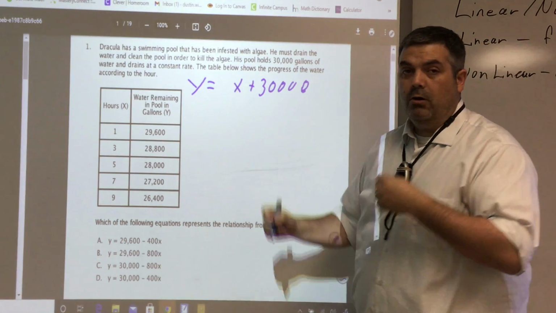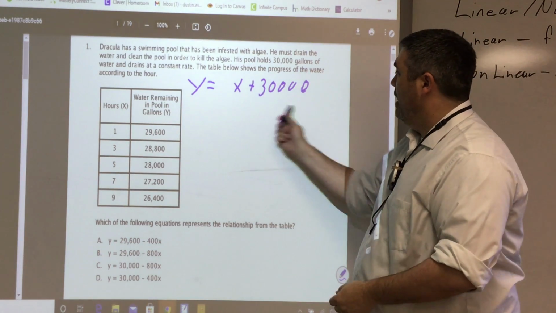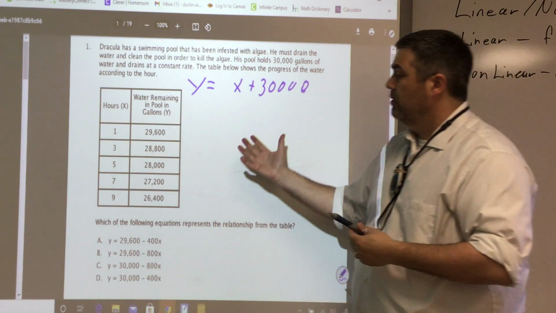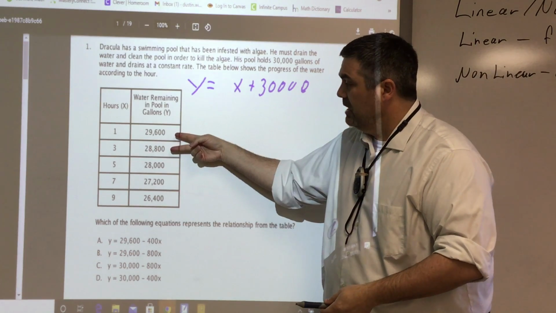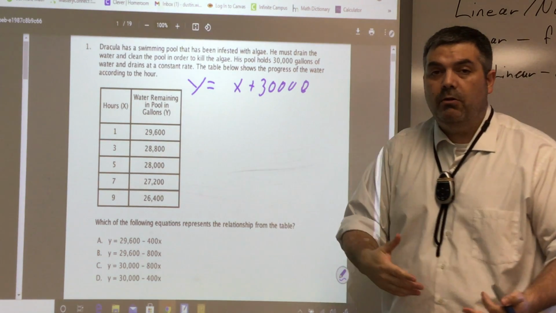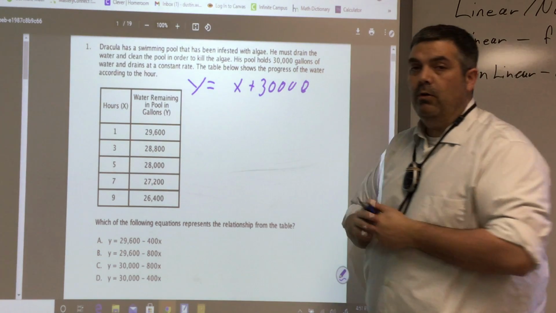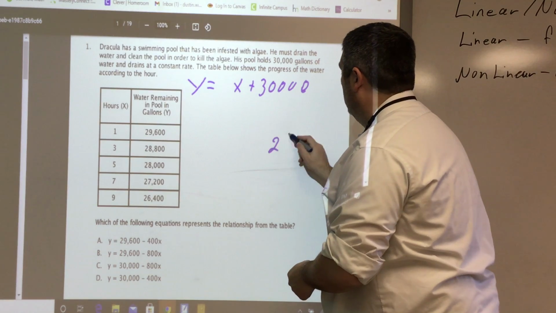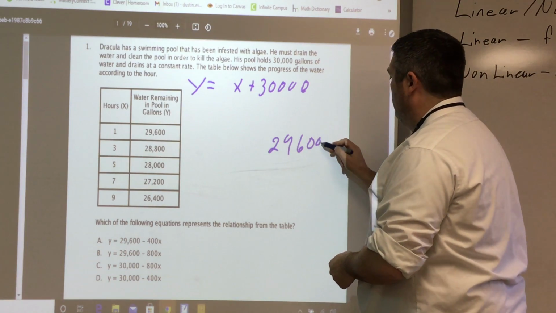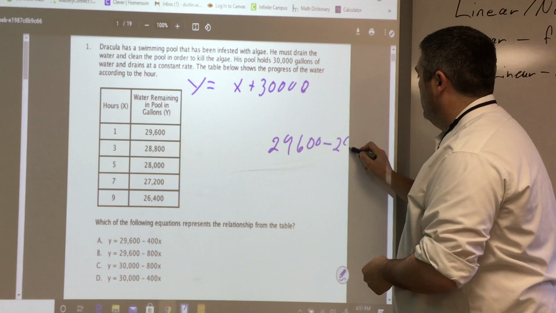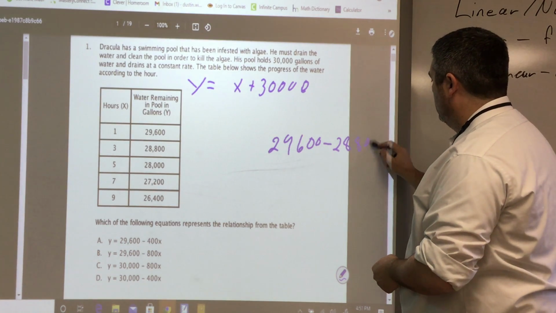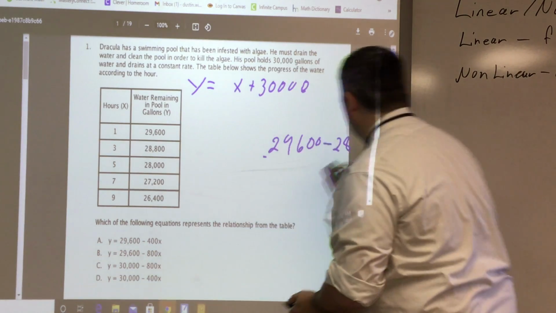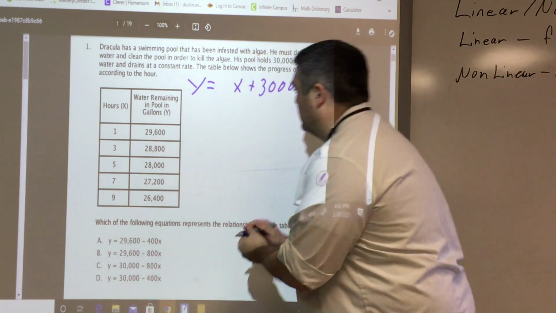We need our m, or our slope. We have our initial, our beginning. Now, from here, we need our slope. Well, we're just going to take 2 points here, put them into our slope formula, and find out what our rate of change is. Okay, so that's what we're going to do. 29,600 minus 28,800. You can't really see that, but that's how it's set up. Here, let me move this over just so that you can see it real quick.